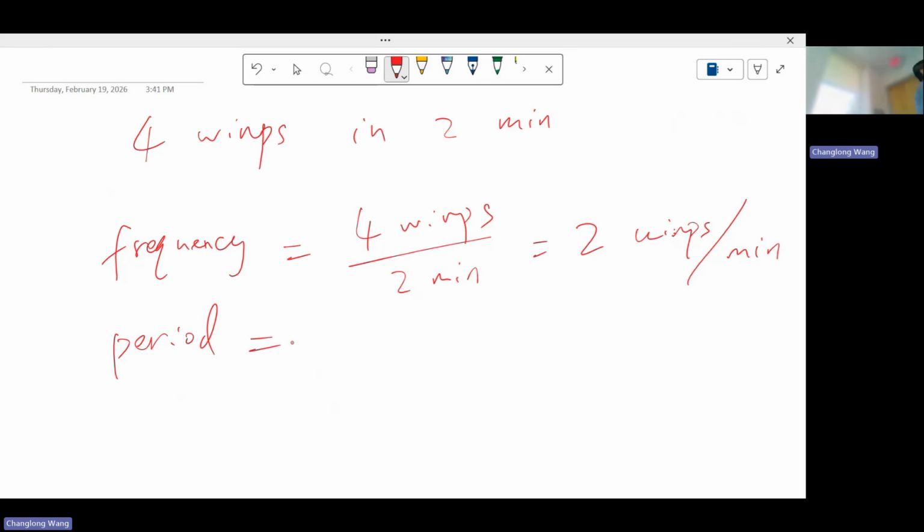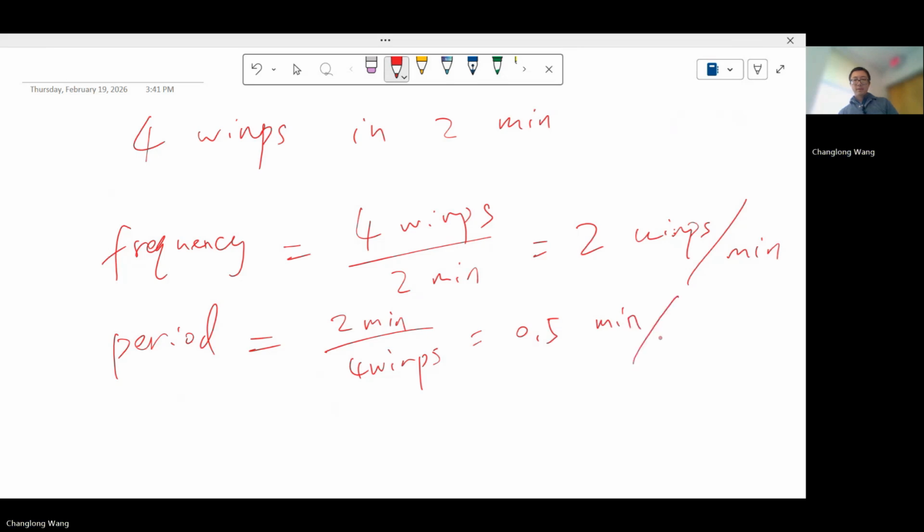So now, how would you get the period? Yeah, flip it. Now, does it make sense though? If you're thinking about the period, that means how long it will take for me to get to the second wing, right? I finish the first one and I wait for how long? Well, you go with 2 minutes for 4 wings. So that's 0.5 minute for each wing. Right, so now it's a time. It's how long it takes to finish a wing on average. So that's a period, right?